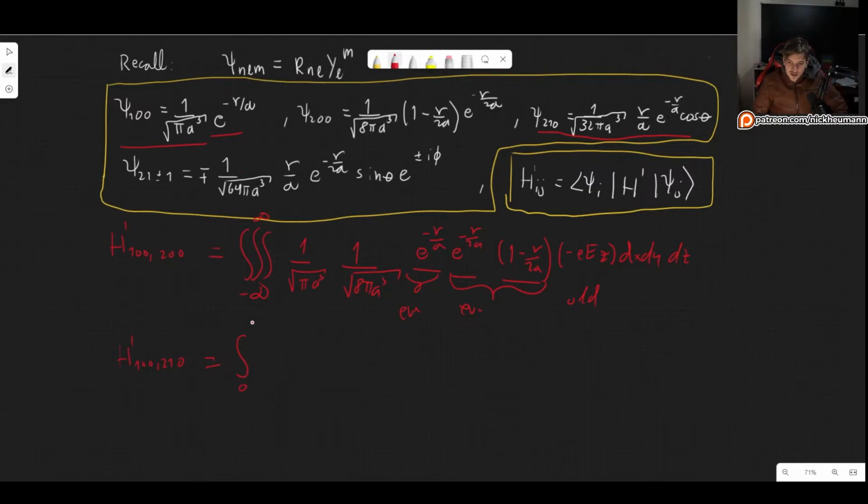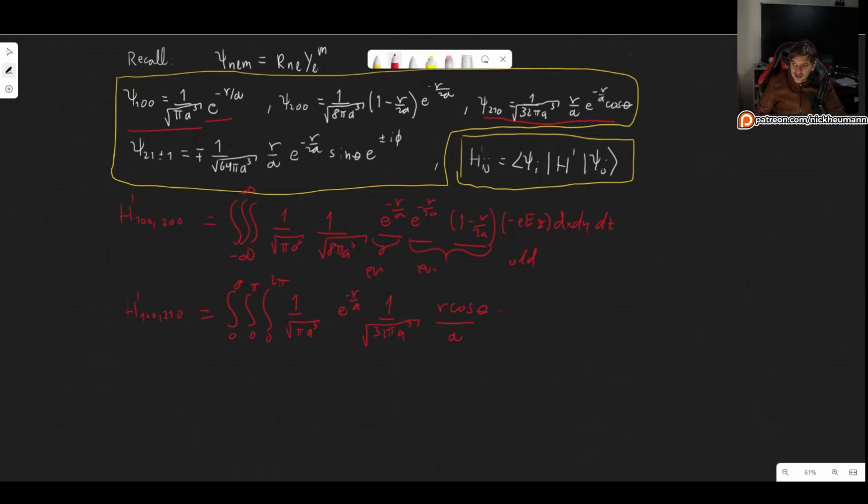So we have the integral from 0 to infinity, that's r, 0 to pi, 0 to 2 pi, and then we have the constants, so square root of pi a cubed, e to the minus r over a, and then we have 2, 1, 0, so we get 1 over 32 pi a cubed, and then we have r cosine theta. Now we don't want to write it as z anymore, so we leave it like this. We divide by a, and then we have e to the minus r, and I'm just now noticing that I must have copied this wrong.